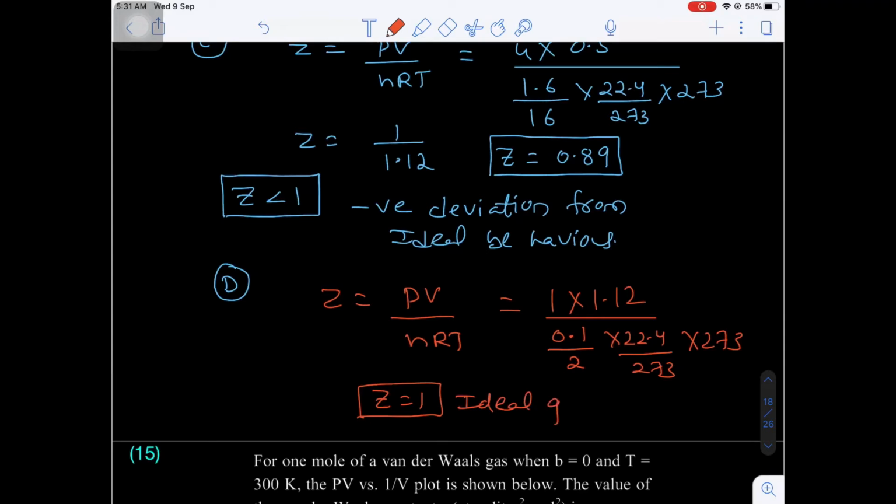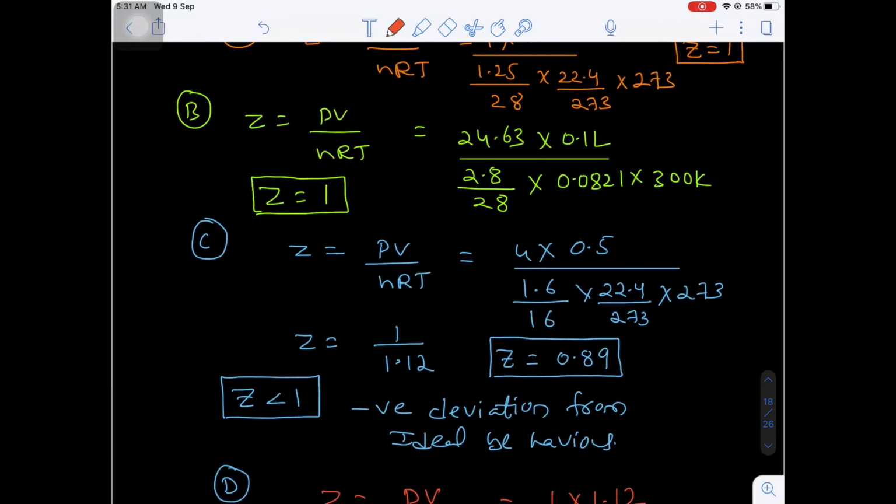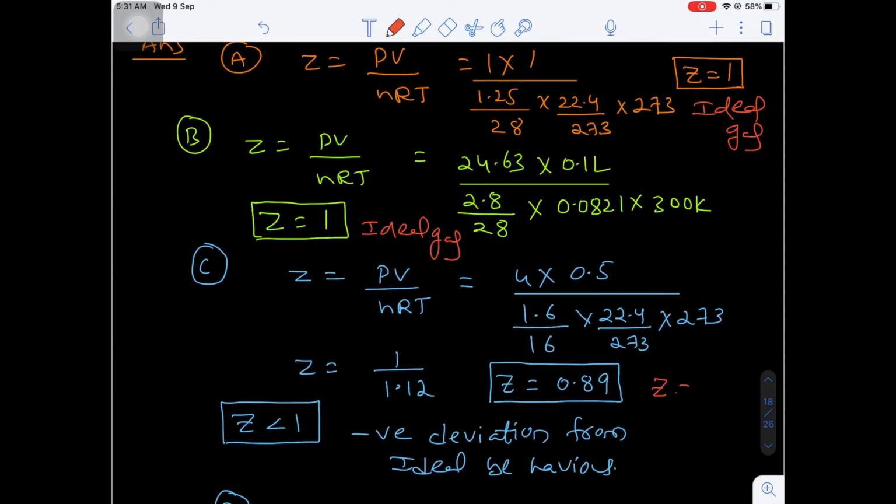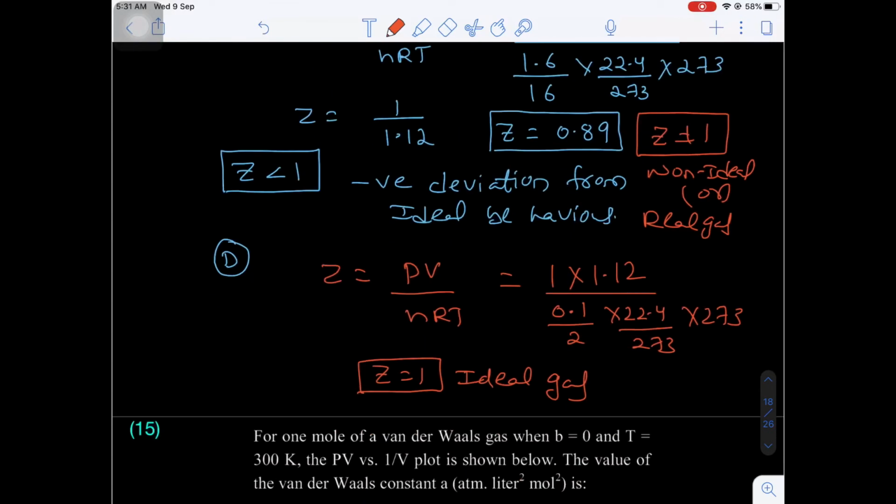So when the compressibility factor Z value equal to 1, what is the nature of the gas? Ideal behavior. Are you getting my point? If the Z value is not equal to 1, this is called non-ideal behavior, otherwise real gas.